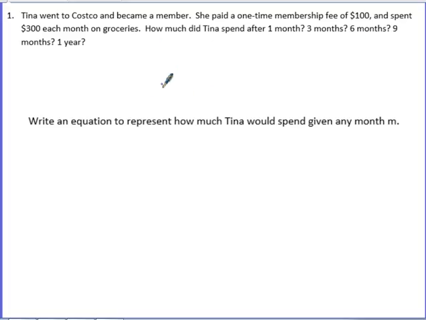Okay, so let's think about this. She paid $100 at the beginning. Okay, that money is spent. Then after the first month, she spent $300. So that means she spent $400 total. This is 1 month. Okay.